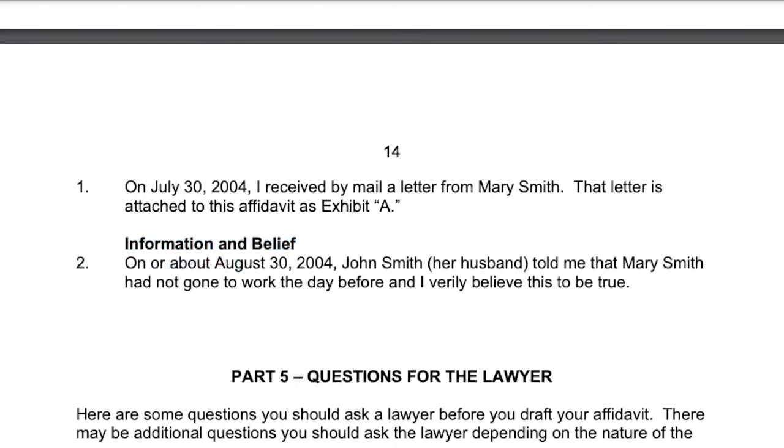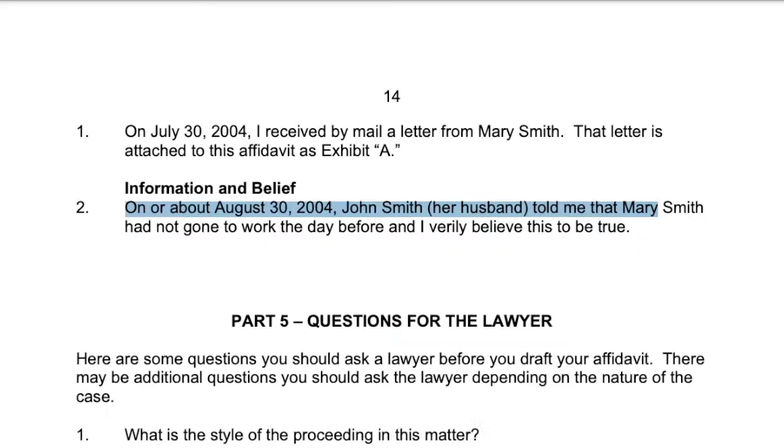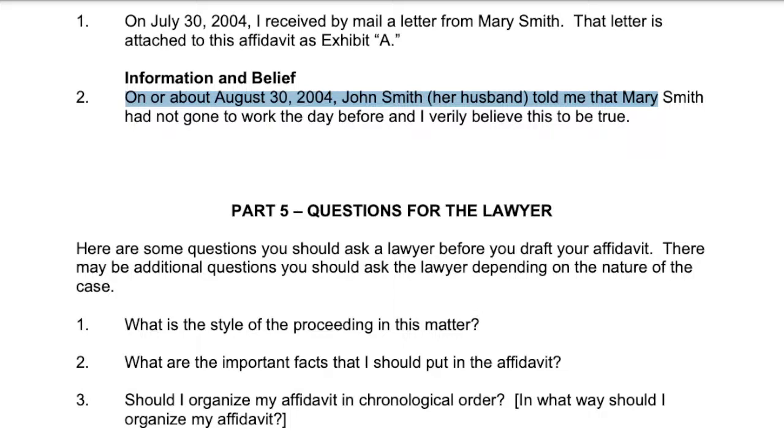And we go on to information on belief. On or about August 30th. Okay, so we get some good little samples there.